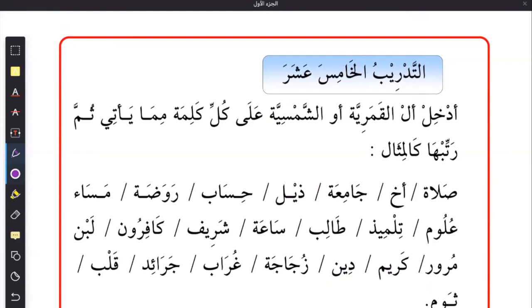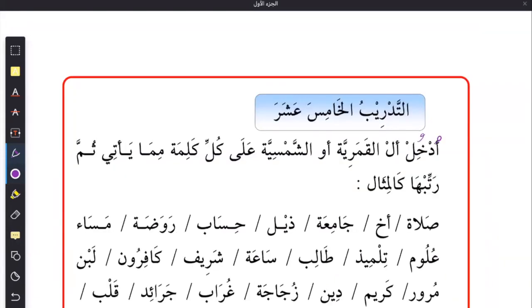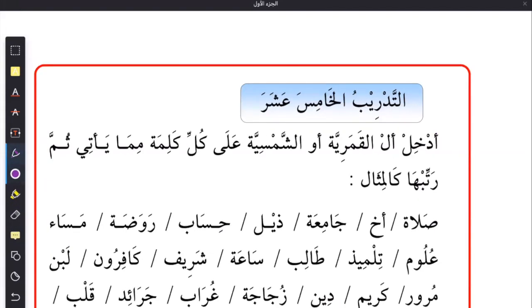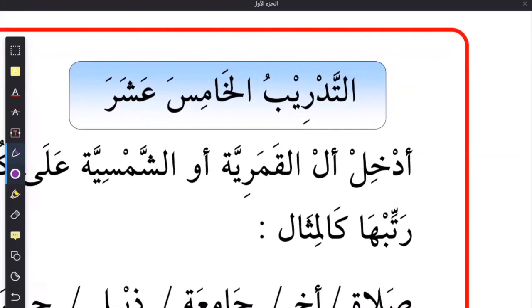So next we have at-tadrib al-khamis ashara. So we have the 15th exercise. It says udkhul. No, this is a different verb. Adkhala. This is fine. Adkhala verb is like that. Yes, adkhil. This is very interesting. Actually, even it got me confused. So dakhala is to enter. What does adkhala mean?